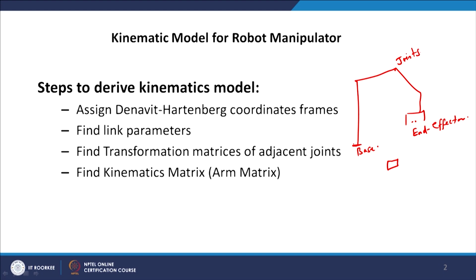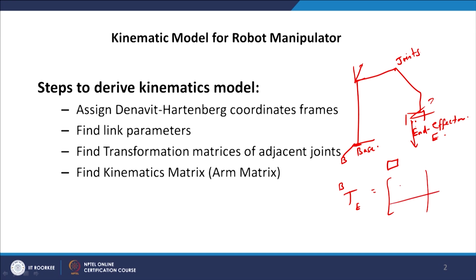So first, if we have a coordinate frame at every joint in a particular manner, and if we call this the base frame B and this the end effector frame E, then if we write B T E, that is the end effector frame with respect to the base frame, this will be a 4 by 4 matrix.